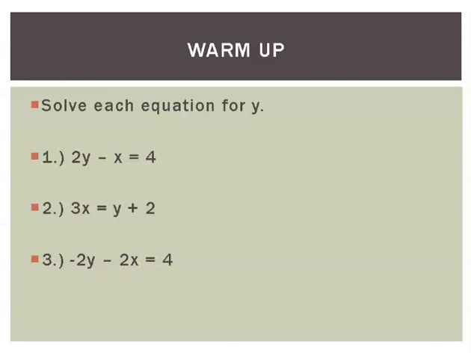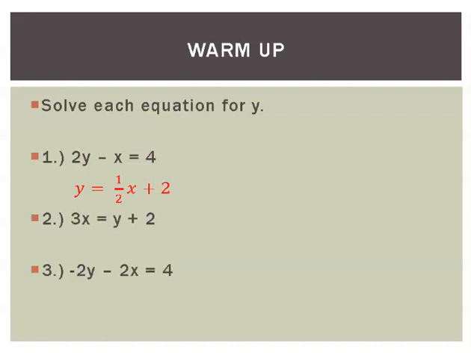Okay, so answers for our questions here. Number one, we solve it for y, we get y equal to 1/2 times x plus 2. Second one, y equals 3x minus 2. And the third one, we get y is equal to negative x minus 2.